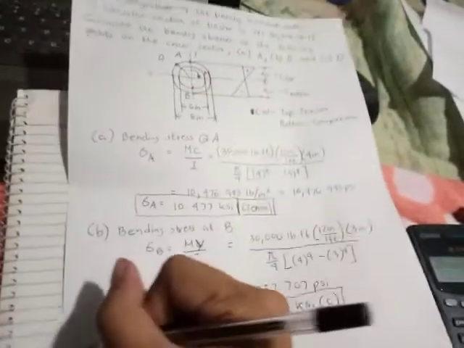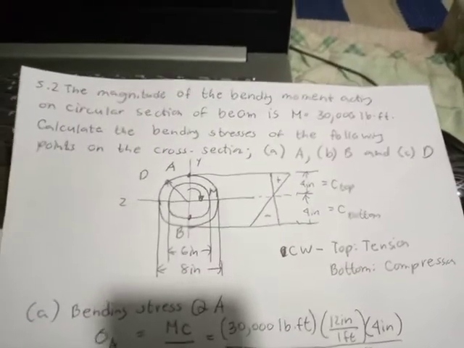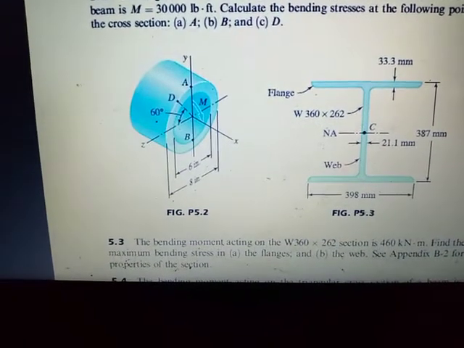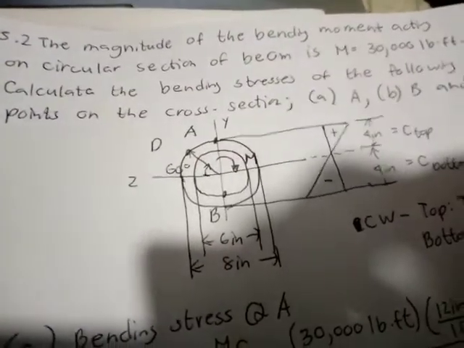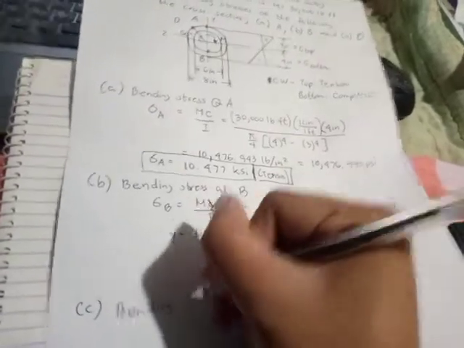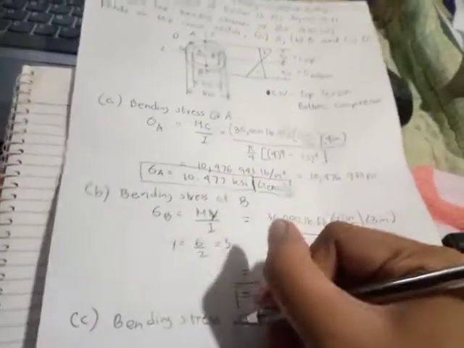Okay, so here we have at the end. We will find the value at D. So let's clarify. D is located 60 degrees, it makes 60 degrees with horizontal. Okay, so since your D makes 60 degrees with horizontal, let us find your bending stress at D.